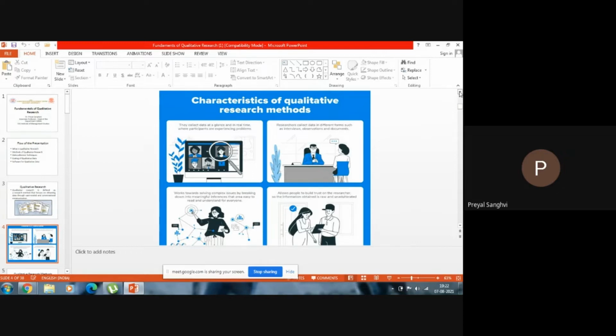Next, it allows people to build trust in the researcher. So these are all the characteristics of the qualitative research method that we have discussed.